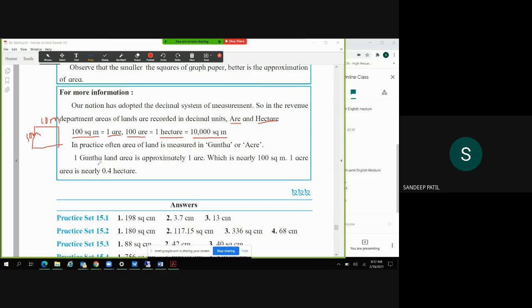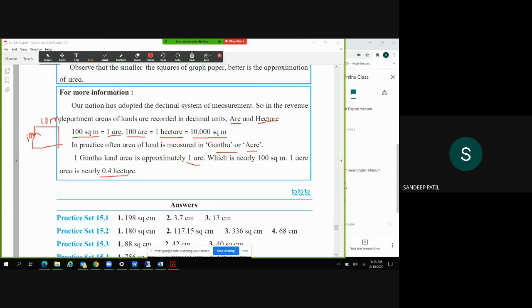In practice, often area of land is measured in guntha or acre, right? You might have heard from our parents maybe about land, right? 1 guntha or 1 acre. So 1 guntha is nothing but approximately, it's not similar, but approximately 1 are, which is nearly 100 square meter. 1 acre is nearly 0.4 hectare.